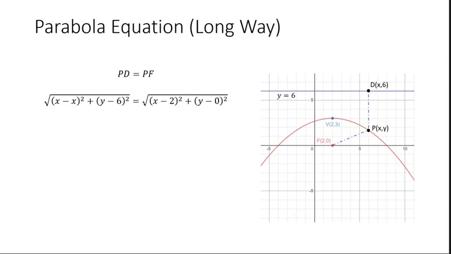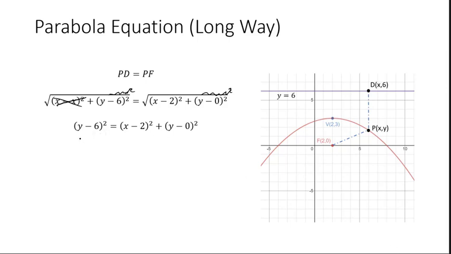Now we can do some things with this equation. First off, we can get rid of the square roots by squaring both sides. When you do that, the square and the square root will cancel out, and you're left with what's underneath. So you have x minus x squared, which by the way would be 0, because x minus x is 0, squared would be 0. So you have just y minus 6 squared on the left side. Then you have x minus 2 squared plus y minus 0 squared. And then we can multiply things out a little bit.